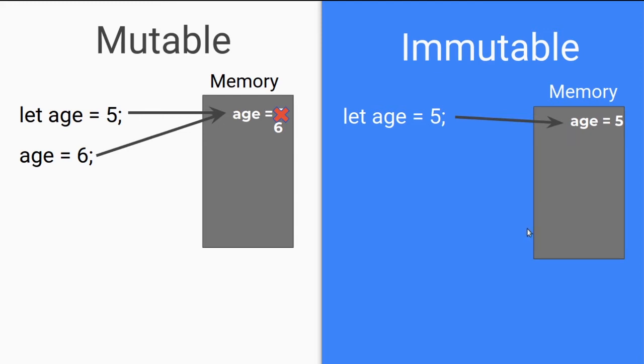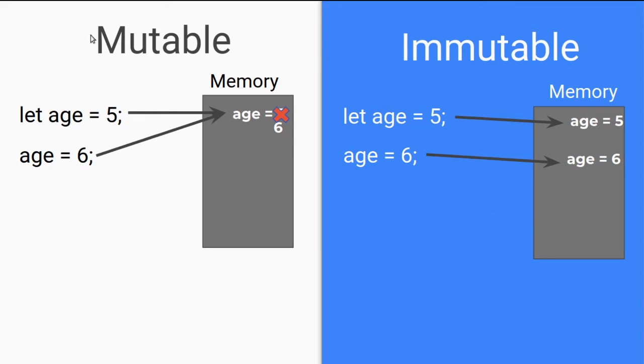Cool. But what happens when we change it to 6 and it is an immutable variable? Well, instead of going to the same address and overriding the value, it is going to create another space in memory with the value 6. So that's the difference between mutable and immutable. We're going to see the advantages and disadvantages, but this is the difference.